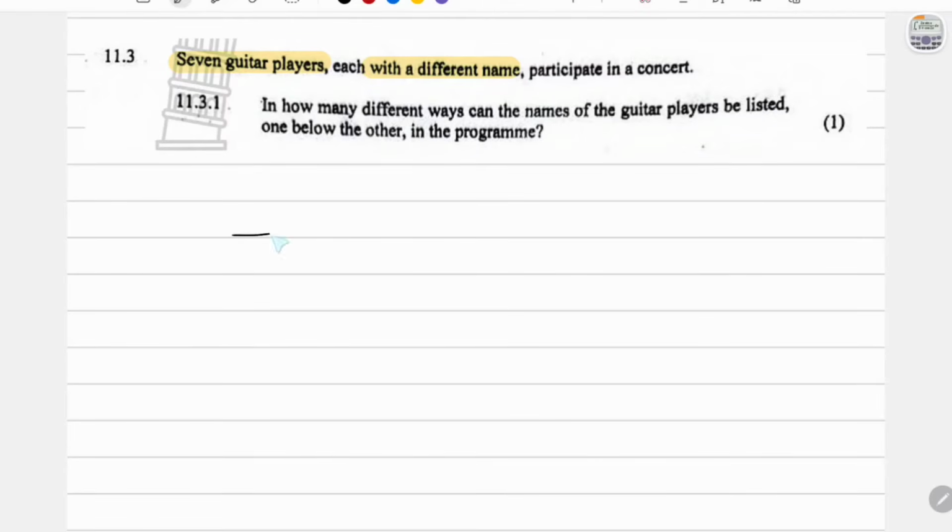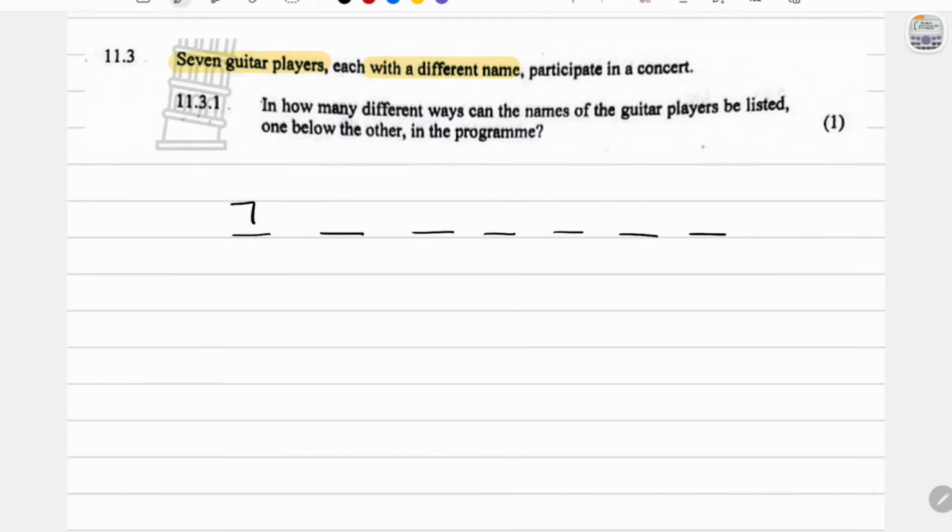So if we're looking at it like the list, there's 7 places because there's 7 guitar players, right? So that's 1, 2, 3, 4, 5, 6, and 7. So since there's 7 guitar players, when you're thinking about where the first guitar player is going to be seated, that guitar player has 7 choices to sit at. You can sit here or here or here or here or here or here, right? So that person has 7 choices.